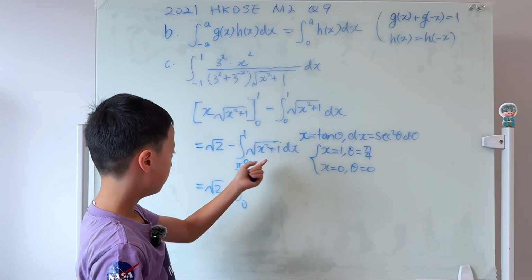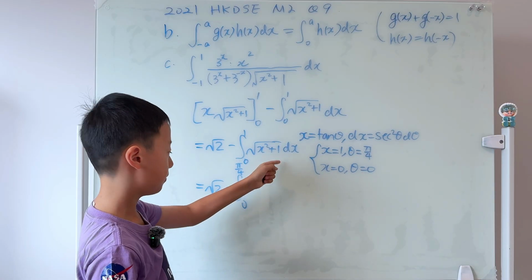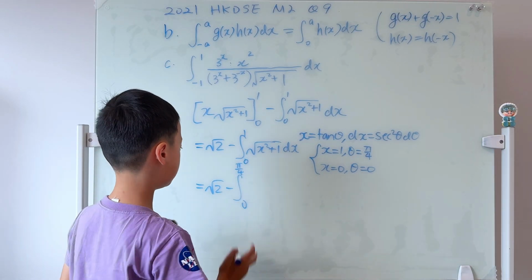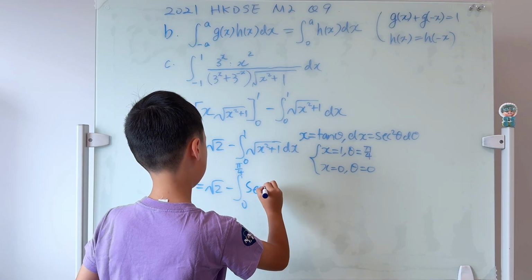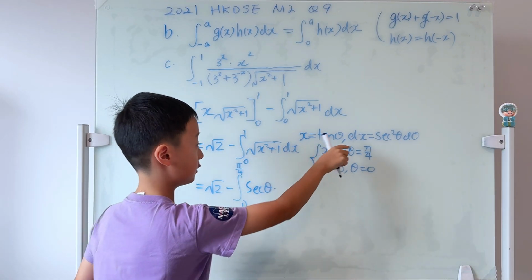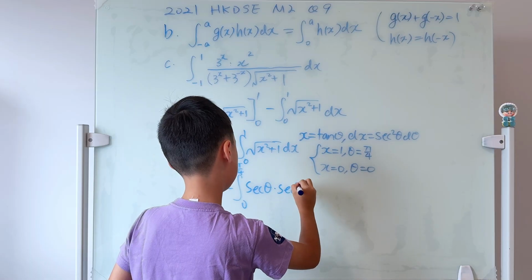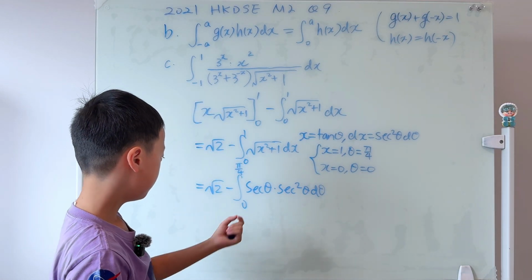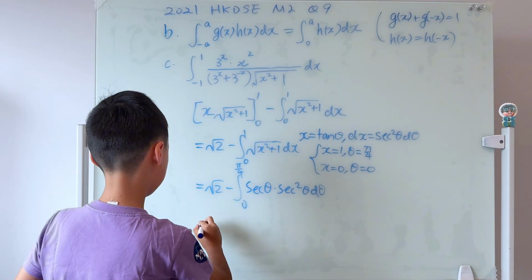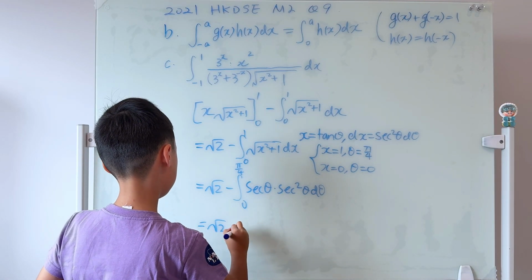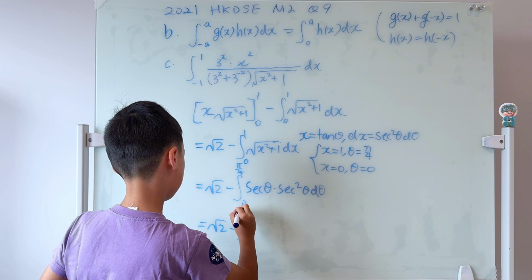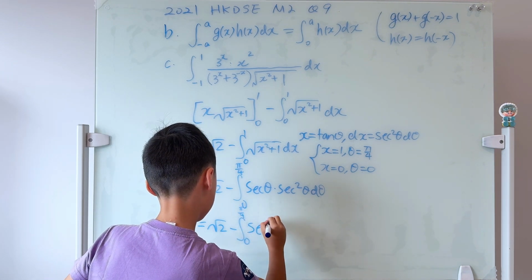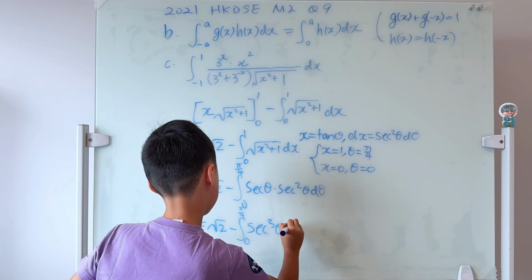So it becomes square root of 2 minus the integral from 0 to pi over 4 of, we know that tangent squared plus 1 is sec squared. If we put that in a square root, it's just sec theta, times dx, which is just sec squared d theta. And then this is just sec cubed. So then it's square root of 2 minus the integral 0 to pi over 4 of sec cubed d theta.